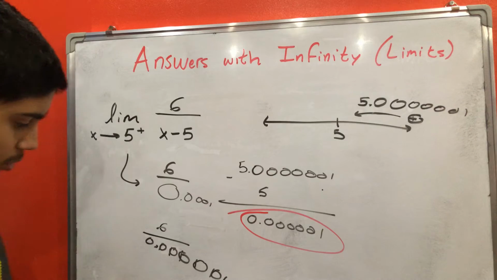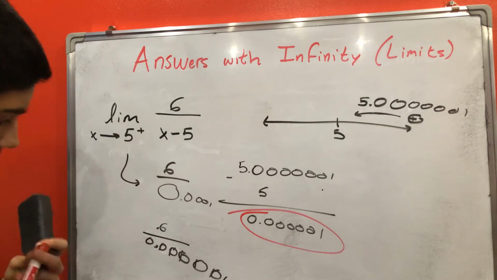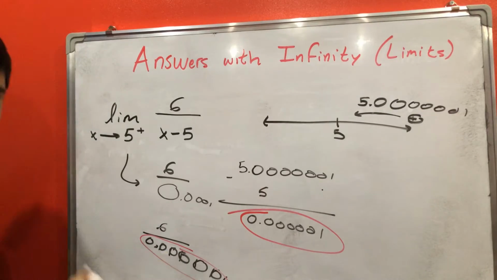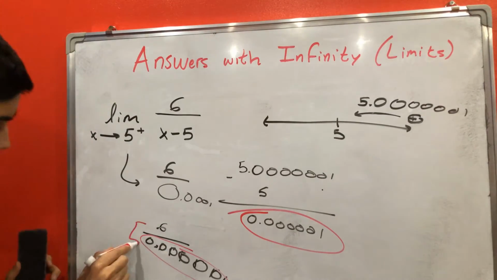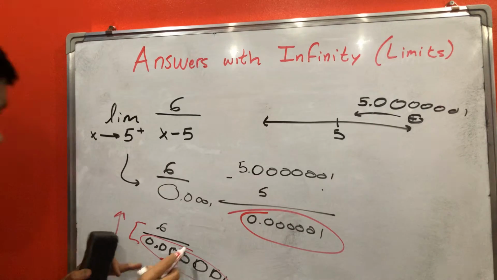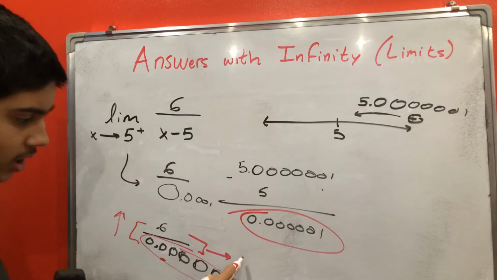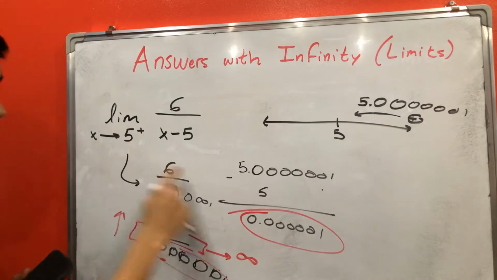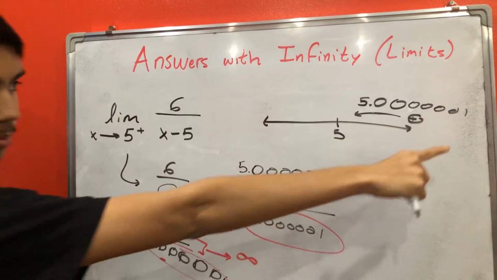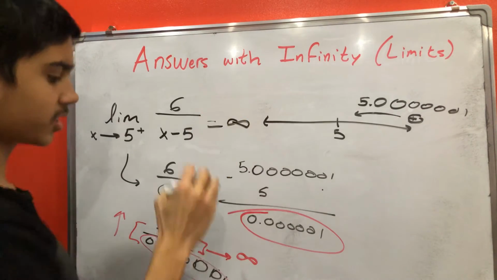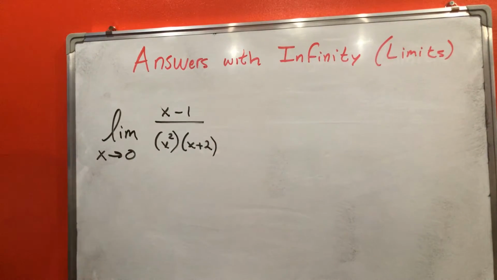So it turns out that as the denominator keeps on getting smaller, the overall fraction keeps on getting bigger. And so as this gets even smaller, this entire fraction will get closer to infinity. Okay? So that's actually going to be our limit. As x gets closer and closer from the right side to 5, the limit is infinity.